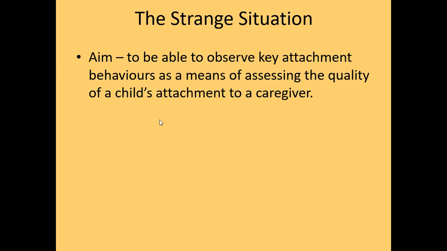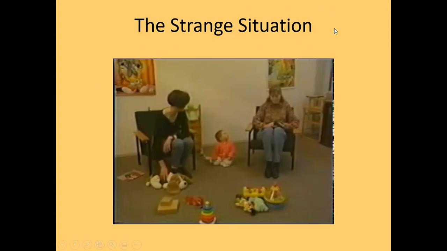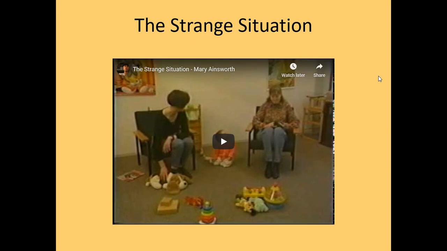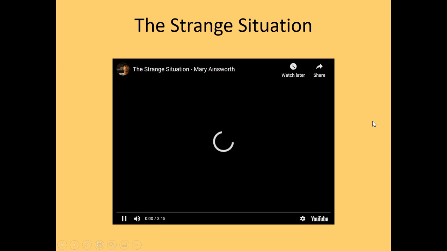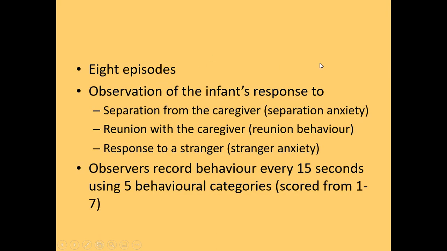So Ainsworth designed this really famous setup of experiments that tried to determine the attachment of a child through observing their behaviour. So the strange situation, it makes more sense if you watch it. So I've linked a video here where you can watch what happens in the strange situation. But what is going on is there's 8 episodes, or there's 8 different sections of the experiment.